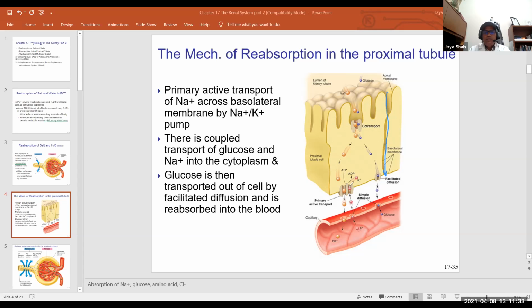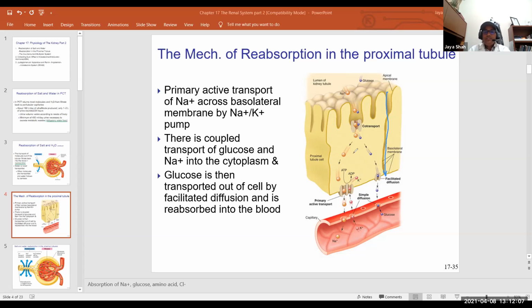So what does this pump do? This is a sodium potassium pump. They bring sodium out and take potassium in because they maintain the electrolytes, positive ions on both sides. So potassium is getting inside, sodium is coming outside. Now with this pump, what is this pump doing? This pump is creating low sodium here and high potassium here.